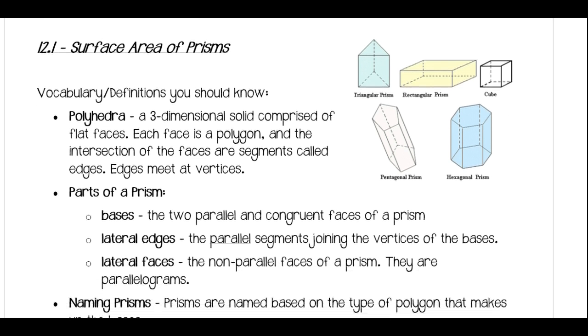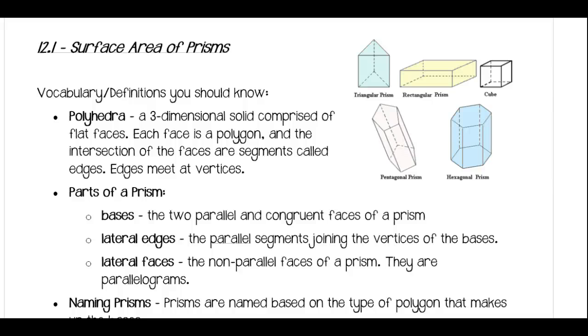So first, a polyhedron. It's a three-dimensional solid comprised of flat faces. Each face is a polygon, and the intersections of the faces are segments called edges, and then the edges are going to meet at vertices.